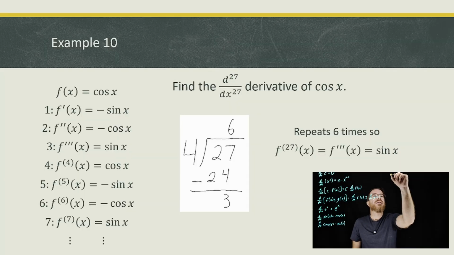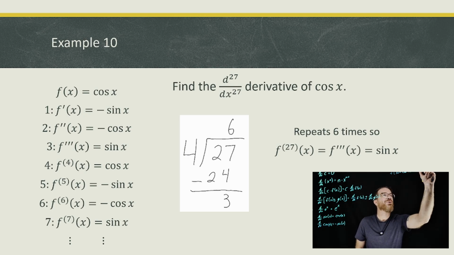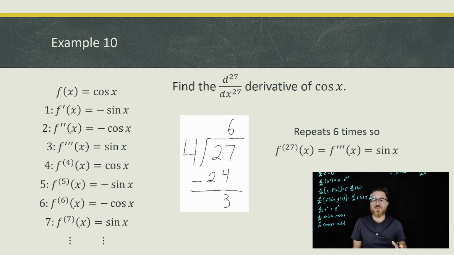What about if we had the function f of x equal to cosine of x, and we wanted to figure out the 27th derivative of this function?